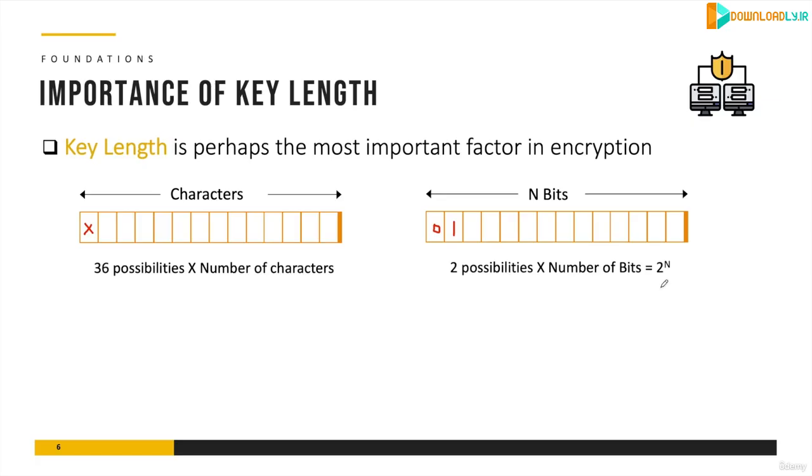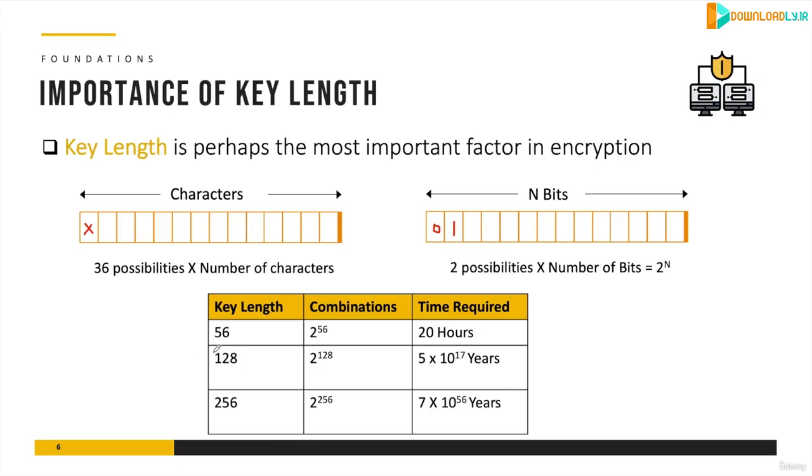Let's have a look at a comparison table which shows us how increasing key lengths make breaking encryption difficult. So let's say you are selecting a key length of 56 bits, which means that you have 2 raised to the power 56 different combinations, and using a good state-of-the-art computer, you can break it in 20 hours. But if you increase the key length to 128, the possible combinations now jump to 2 raised to the power 128, and it would take 5 times 10 raised to the power 17 years to break it using the same computer. And say if you increase the key length to 256 bits, then you have 2 raised to the power 256 different combinations, which would take 7 times 10 raised to the power 56 years. So nearly impossible to break.